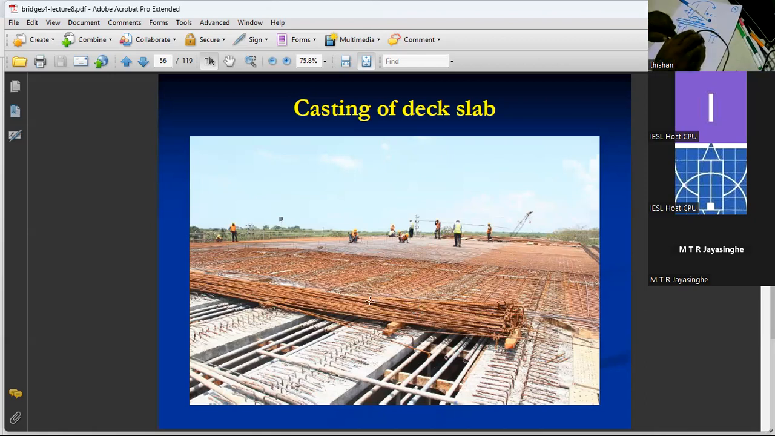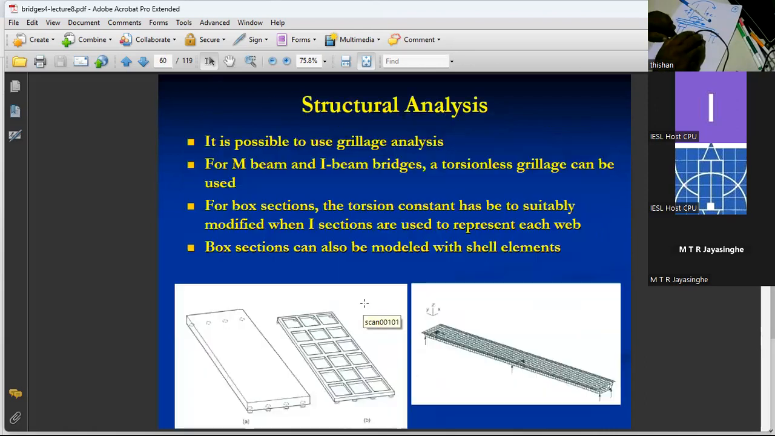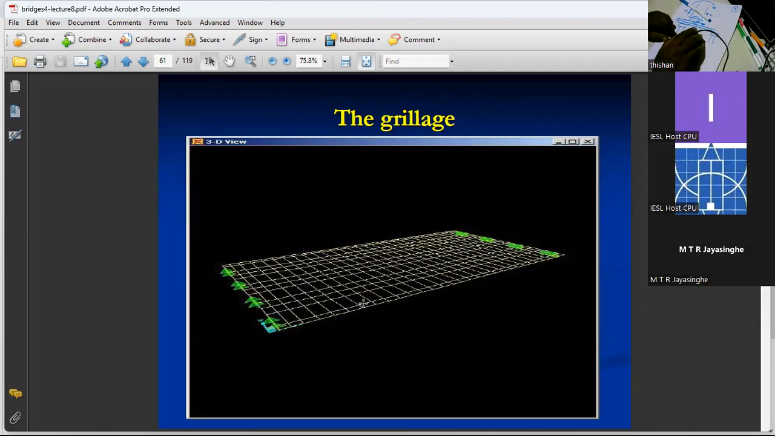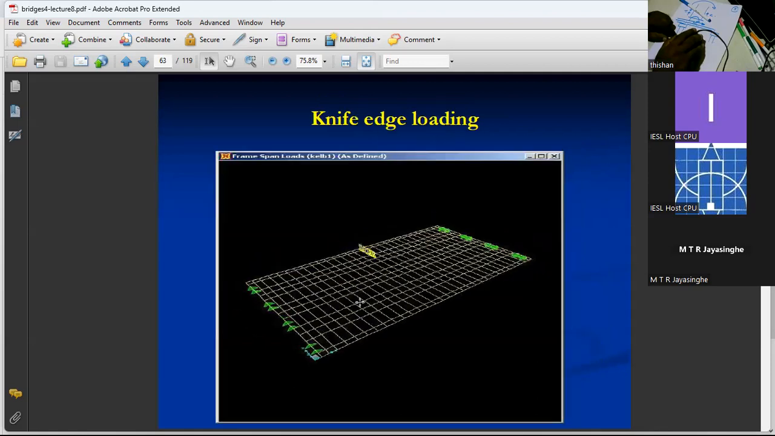So that's what we are going to discuss today. If you look at the deck, analyzing a deck is not a major problem, because you can always create a grillage and apply the loads, find the bending moments and shear forces. And you can apply any kind of load onto the deck by using the transverse members. Generally, we prefer the application of the loads on the transverse members than the longitudinal members.